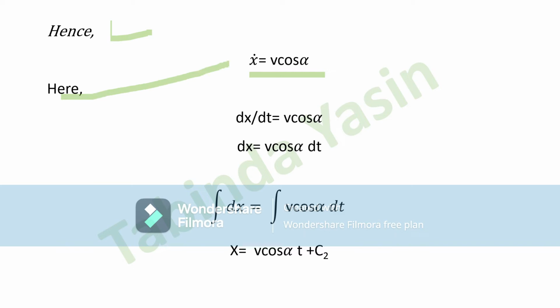Here x dot is equal to dx by dt, that is equal to v cos alpha. From here dt is taken to the right hand side, so that will become dx is equal to v cos alpha dt. Integrating both sides, we get integral dx is equal to integral v cos alpha dt, and that gives x is equal to v cos alpha t plus c2.